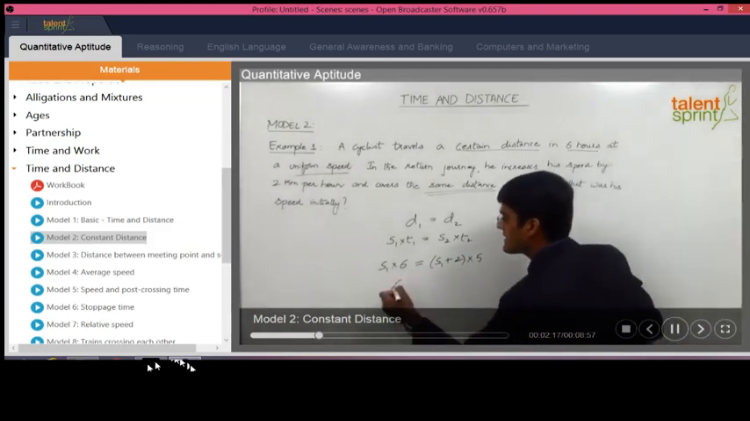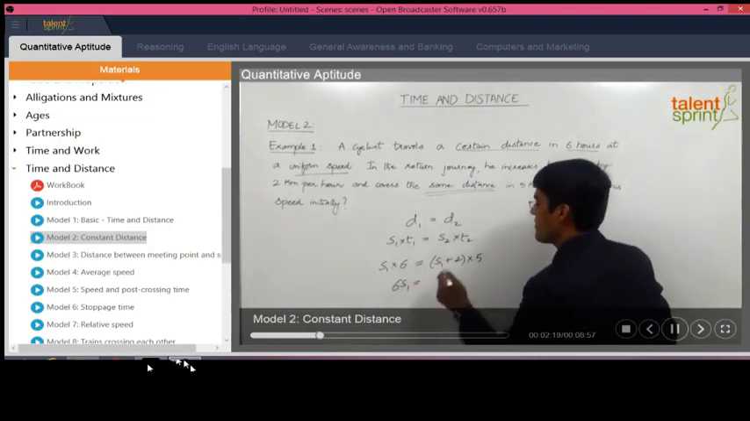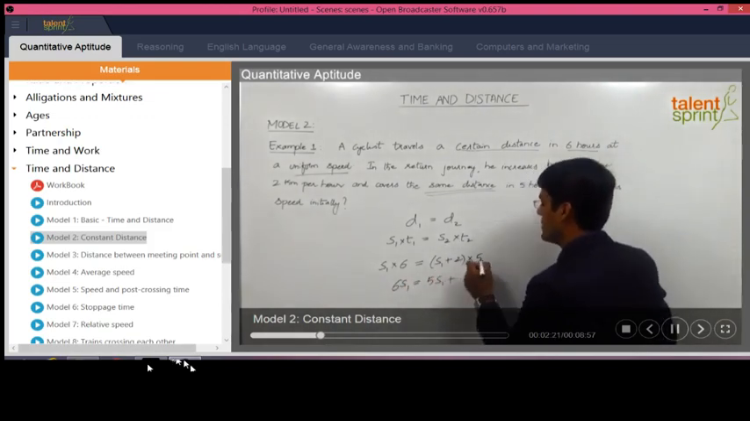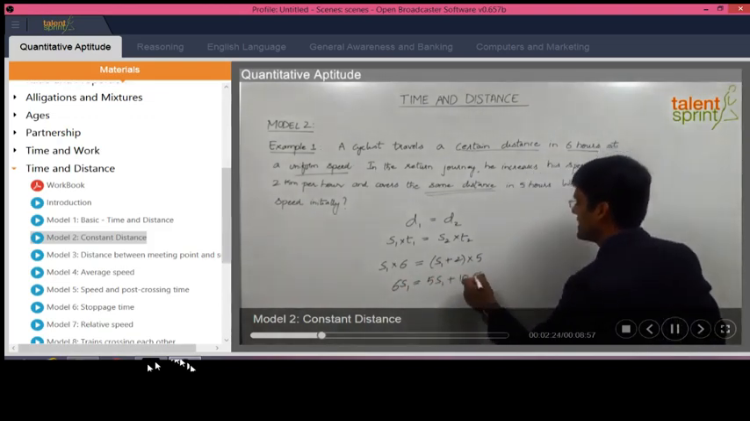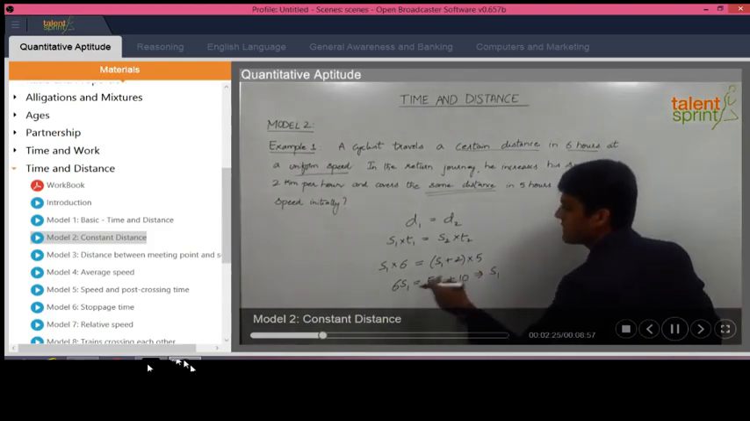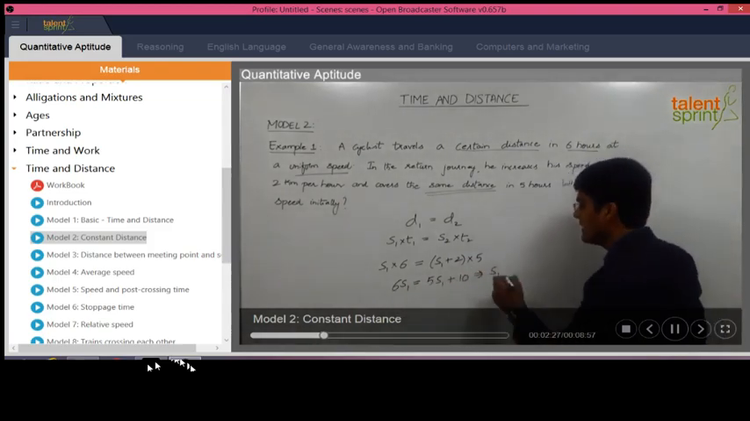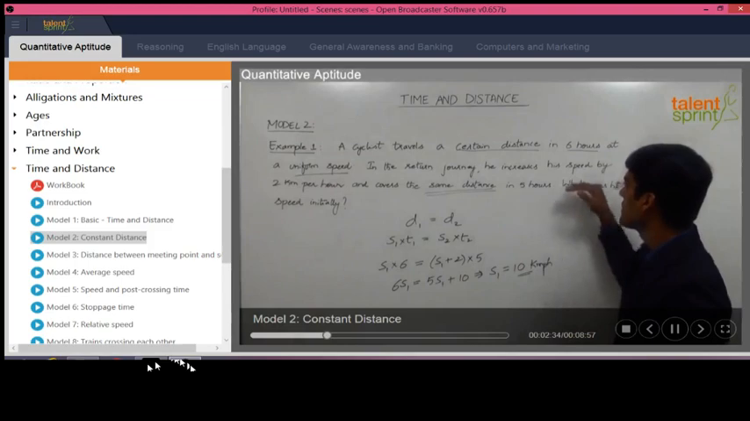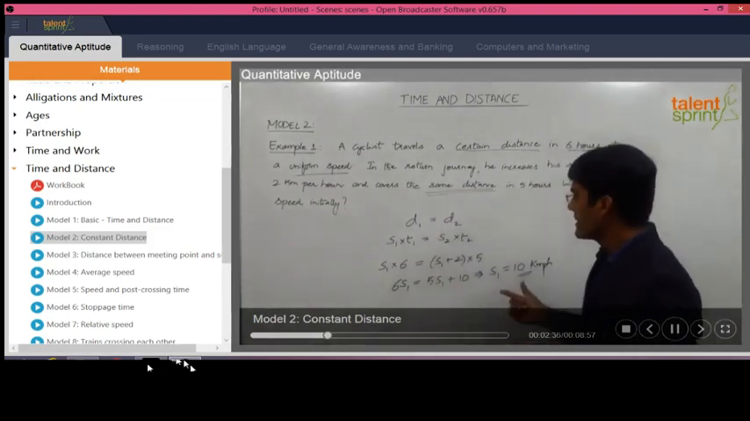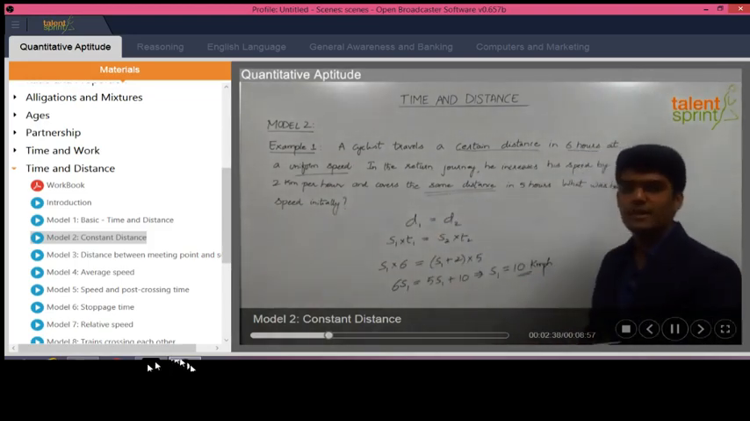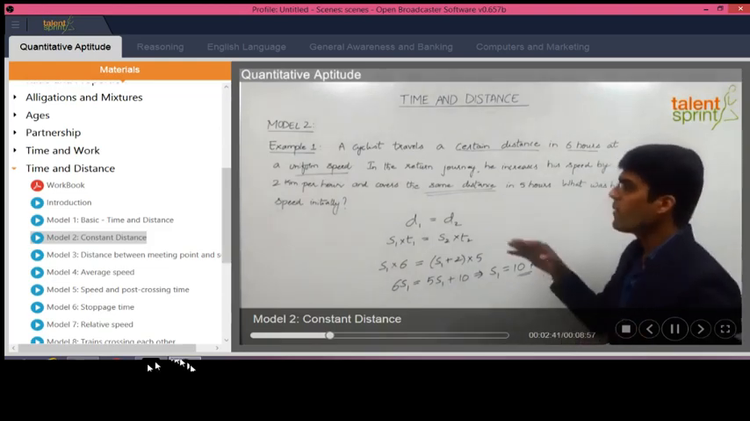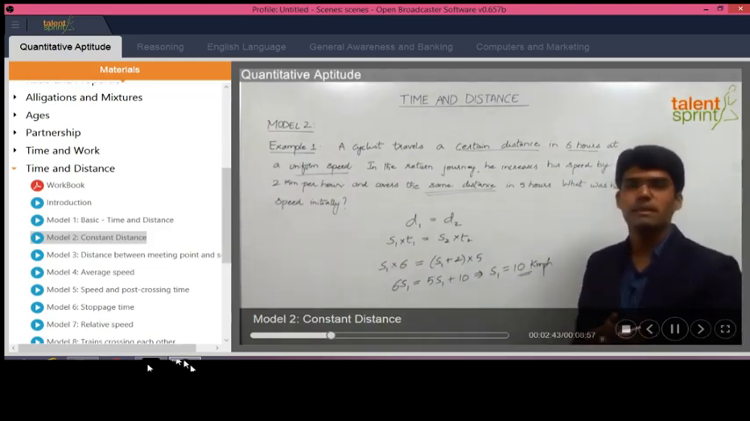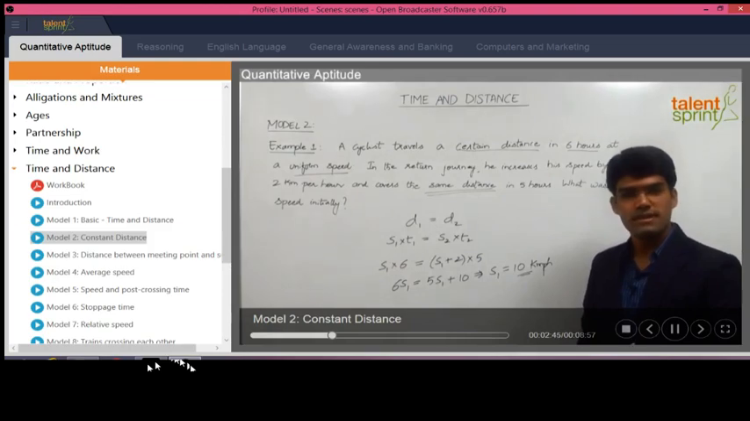So here 6 S1 is equal to 5 S1 plus 2 into 5, 10. So from this we can say that the initial speed 6 S1 minus 5 S1 should be equal to 10, so S1 will be equal to 10, and that is nothing but 10 kilometers per hour. Why? Because the units mentioned in the question are kilometers per hour. So we can say that the speed that we have obtained is 10 kilometers per hour. So friends, this is how we can solve these types of questions by simply equating the distance in the two different cases and finding out the required answer.